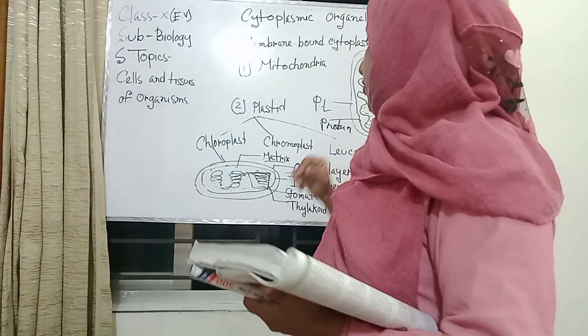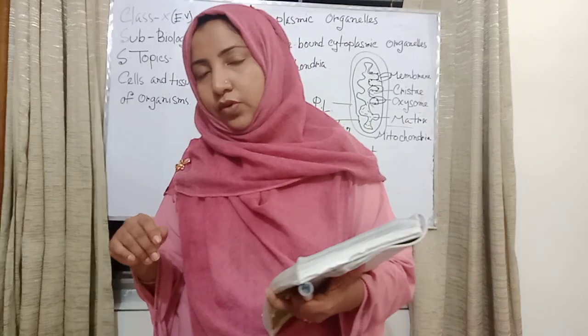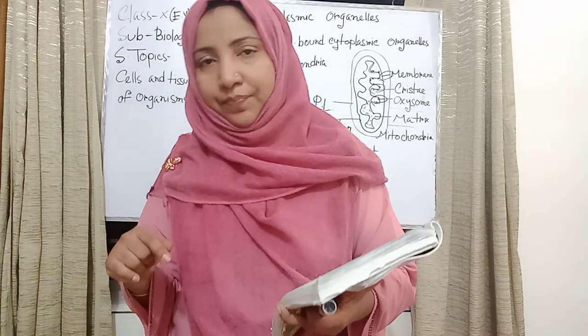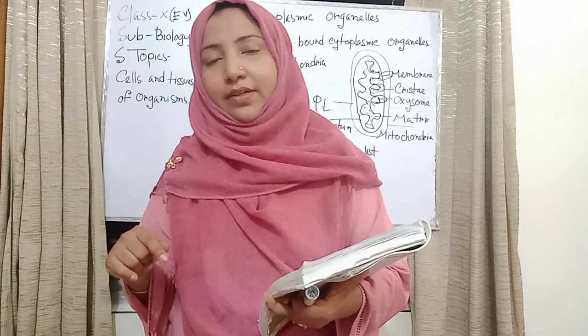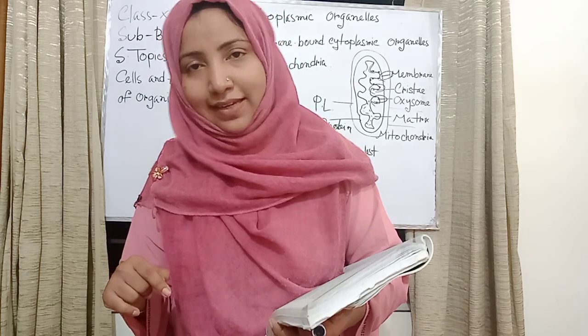The second structure is the plastid. Here we get the carbohydrates, where solar energy is turned into chemical energy.